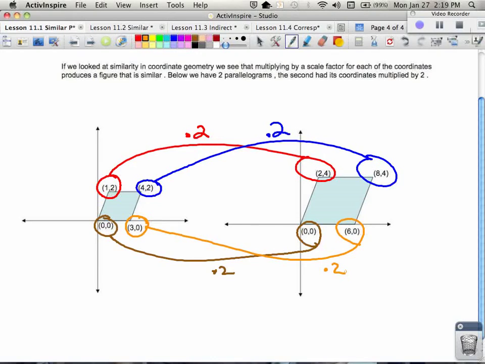So the scale factor going from the left figure to the right figure is 2. We have multiplied everything by 2.